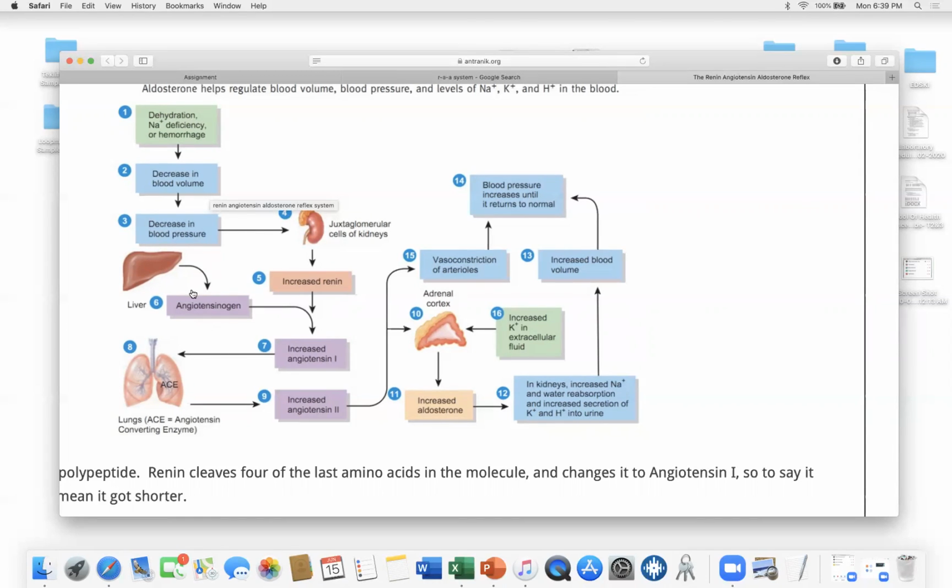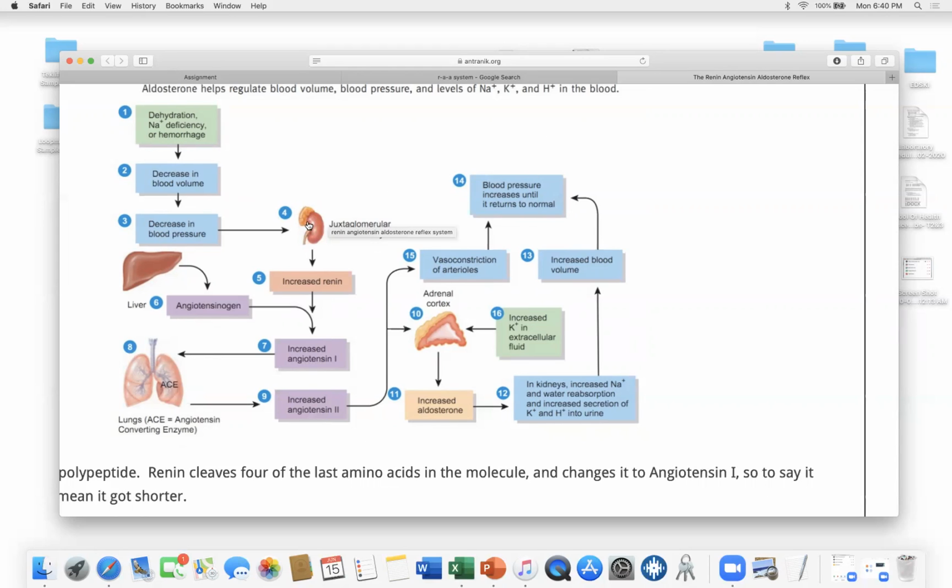Angiotensinogen from your liver is an inactive hormone, but once it meets renin, it becomes activated to angiotensin 1. Then angiotensin 1 gets activated to angiotensin 2 through an angiotensin converting enzyme, which is in your lungs. Now, that's one whole big story. So it starts again here.